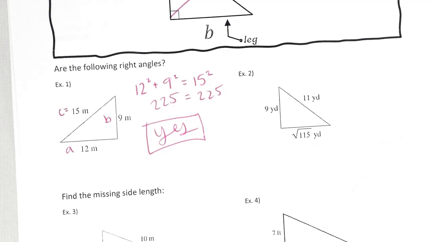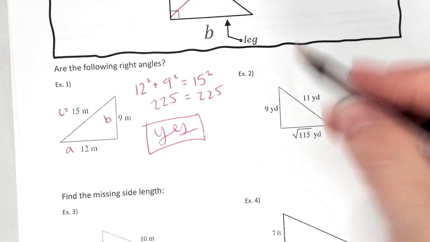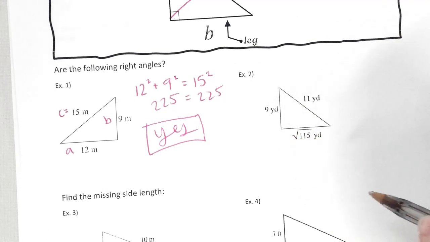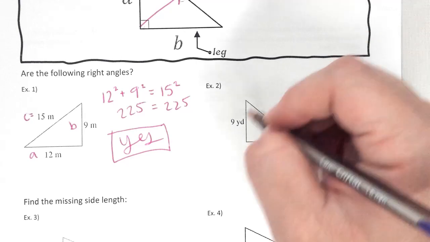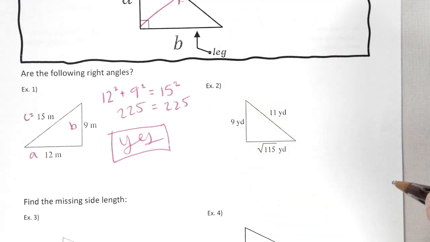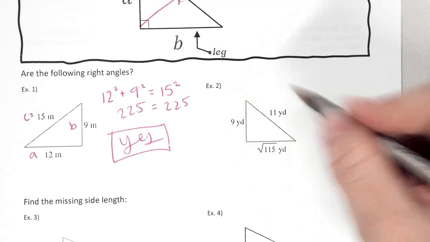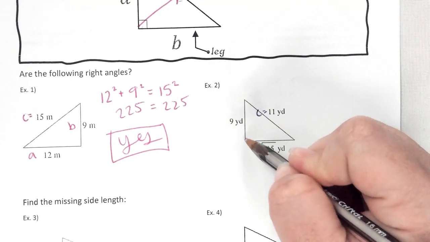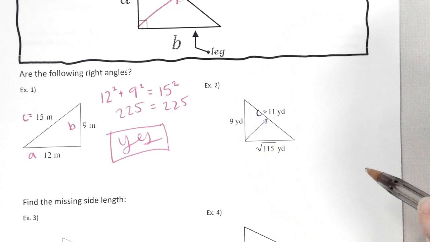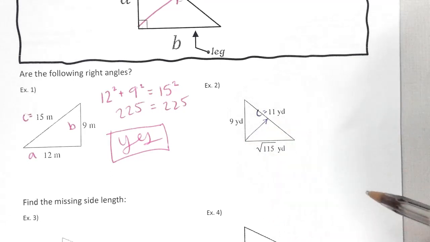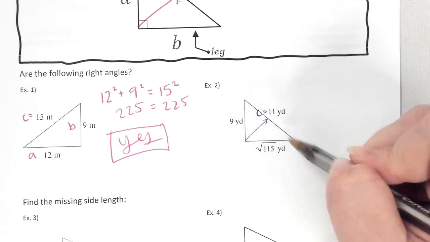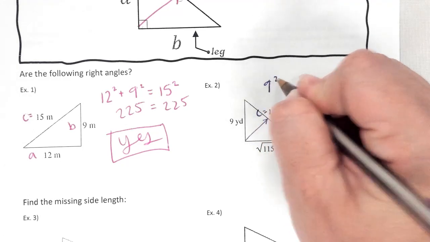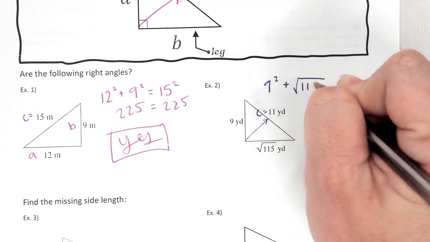Okay, looking at number 2, same concept. The only difference is one of your side lengths is a radical, which is fine. When we square it, what's going to happen? It cancels. Which side is C? 11. It's across from what we're thinking is the right angle. These two are obviously not right angles. Does that make sense? Okay, so I know that we have 9 squared plus the square root of 115.